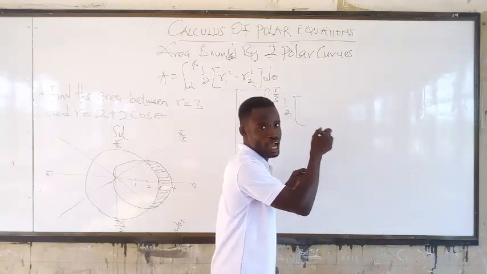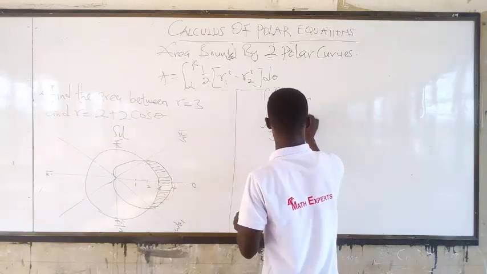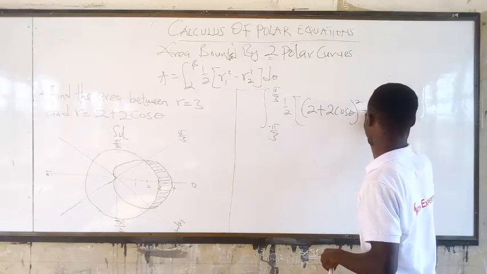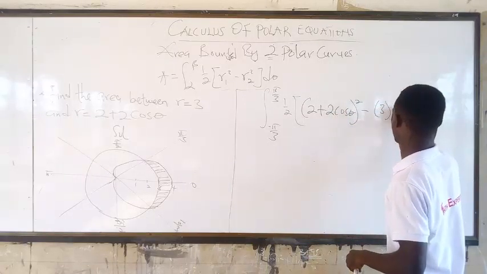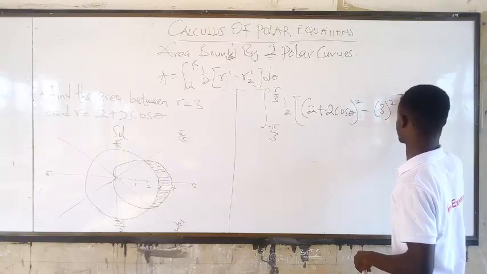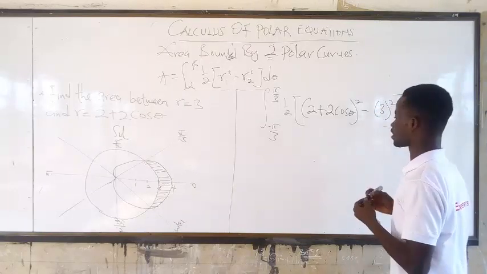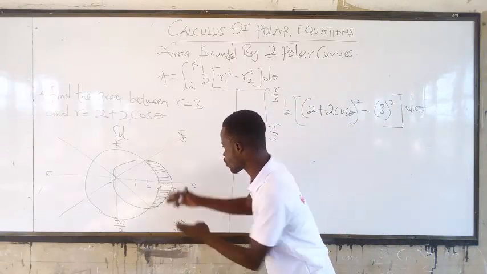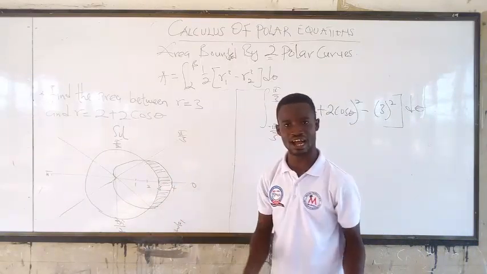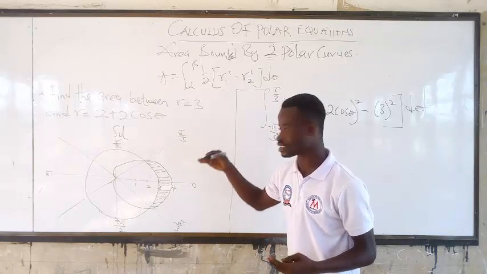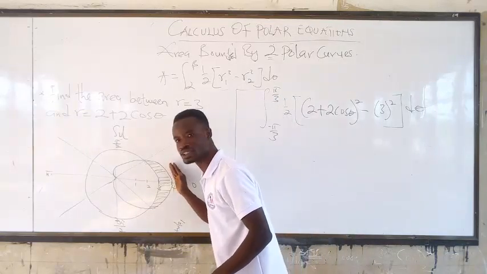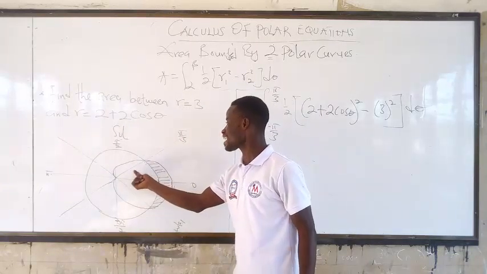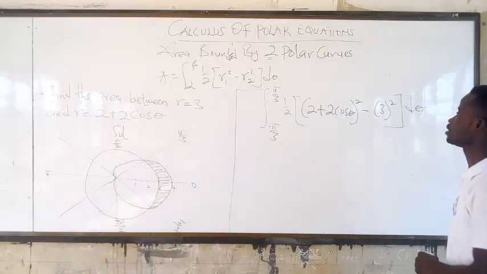So here is going to be the cardioid first: 2 plus 2 cos theta all squared minus this squared, d theta. It's not 3 squared minus this. And how do we know? It is from the graph. You know, finding the area is the upper minus the lower. So you subtract the circle from the cardioid. So that's how it's going to be. Don't forget that.